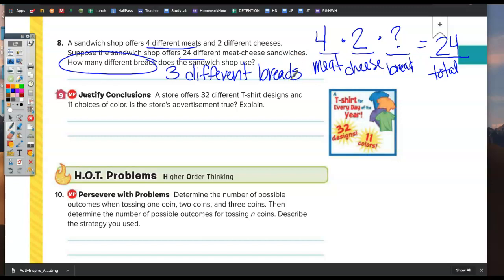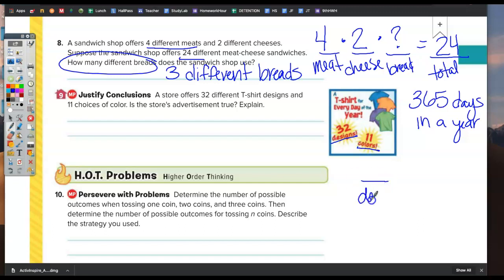Number 9, a store offers 32 t-shirt designs and 11 choices of color. Is the store advertisement true? Explain. If you look at the advertisement, it says a t-shirt for every day of the year. So we have to think, how many days are there in a year? We're going to say there are 365 days in a typical year. So we need to figure out if they have 32 designs and 11 colors, is there enough to wear a different shirt every single day?